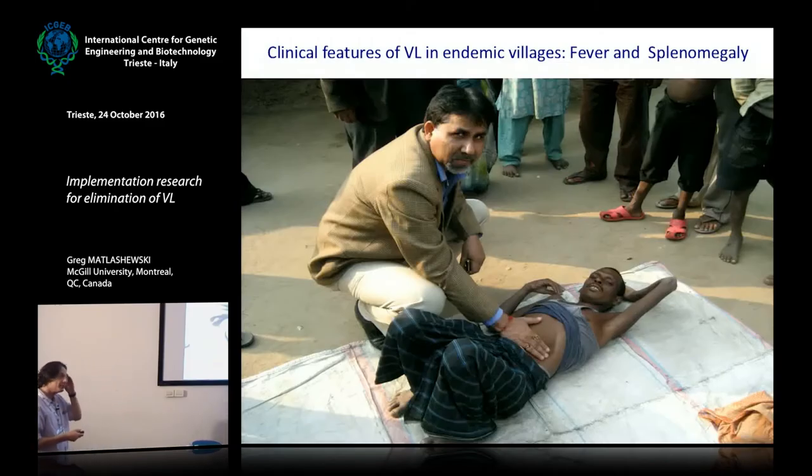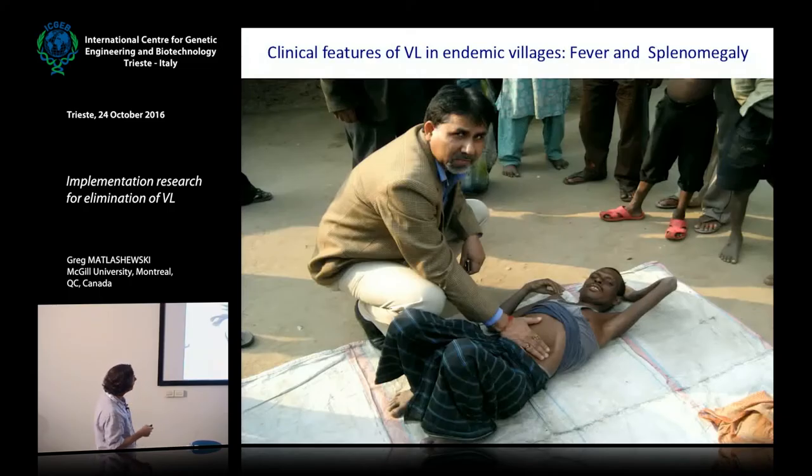But you're still left with this problem that I brought up earlier. You have 90 million people. How do you make sure that those people who have fever and disease go and get the treatment? How do you do this? Because the sooner you treat someone, the sooner you reduce the reservoir. So this is the real problem.